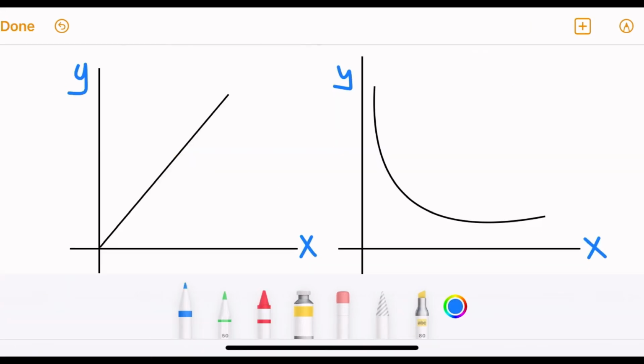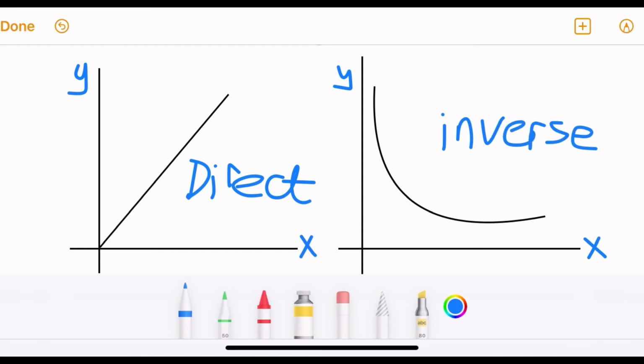Very easy. Moving on, we will look at direct proportion and inverse proportion. Now, these two proportions are represented by these two graphs. The graph on the left is the one with direct proportion, and on the right is the one with inverse proportion.